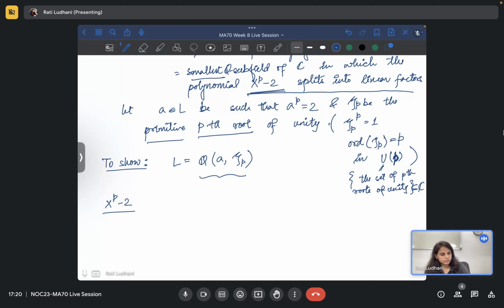Come again. The pth root of 2. Yes, that is given. That is A. So A raised to power P is equal to 2, so A is the pth root of 2. Yeah, exactly. This is one of the roots, so we don't care, but A is certainly a root of x raised to power P minus 2.